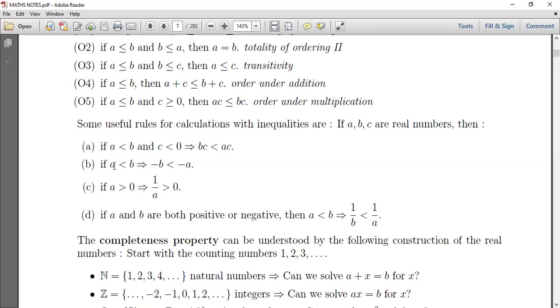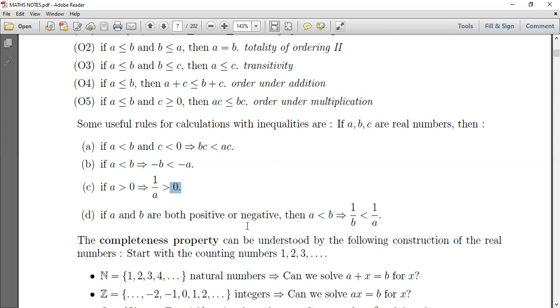Then if A is less than B, then the negative is the opposite. If I put a minus on both sides, minus B will now be less than minus A. So if I put a negative, a big negative number is a small number. Are we together? If A is greater than 0, then 1 over A is also greater than 0, for whatever real number you can think of. 10, 1 over 10 is greater than 0. 100, 1 over 100 is greater than 0.